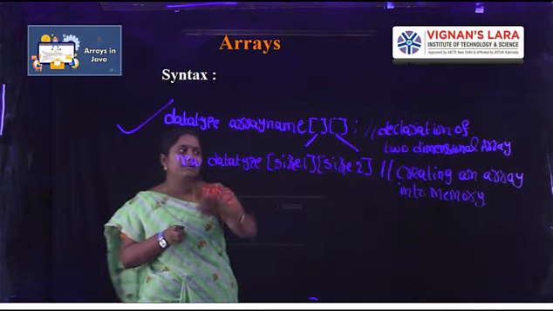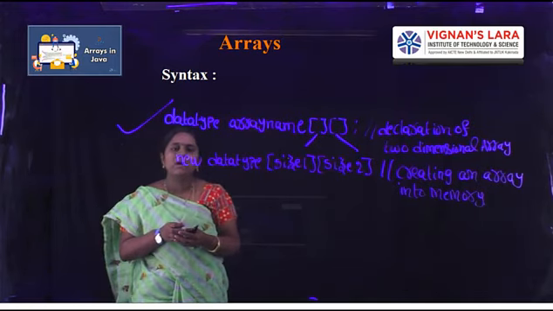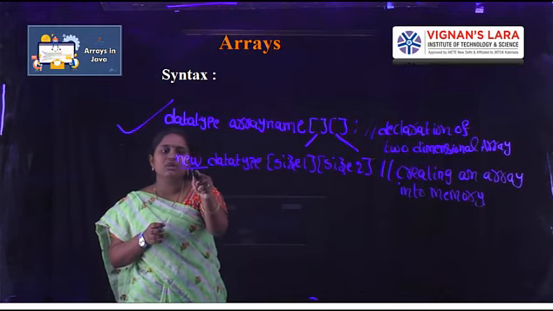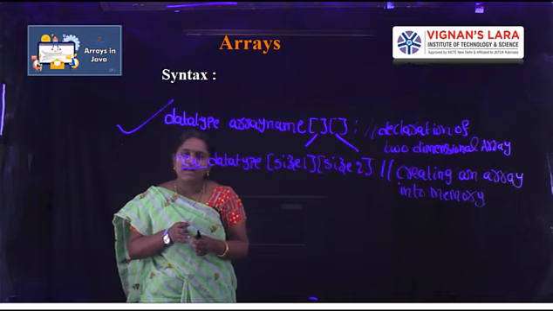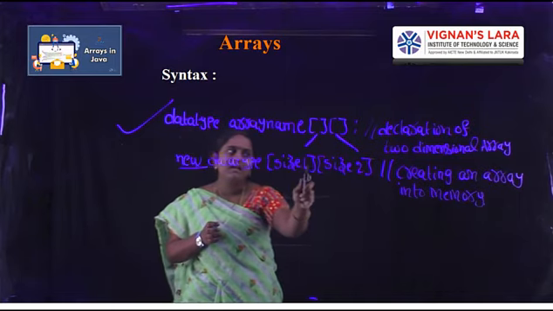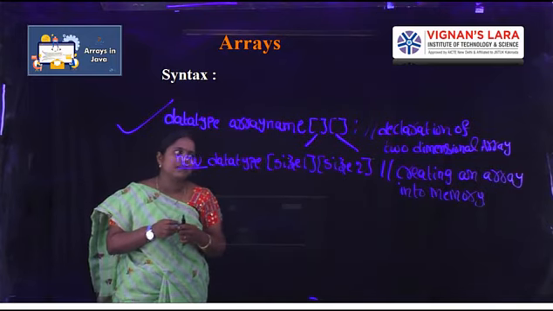After declaring, we need to allocate memory for the array. What is the syntax for allocating memory? The new keyword dynamically allocates the memory for an array. The syntax is new data type, size 1 and size 2. It is a two-step declaration and creation of an array.